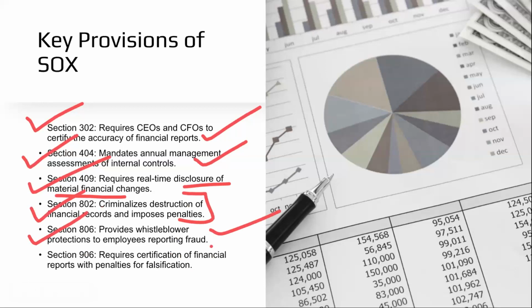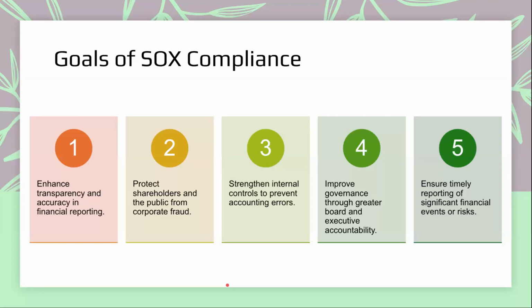806 provides whistleblower protection. What is the whistleblower protection? Is the identity of the whistleblower. Yes, to protect the identity of the whistleblower. Section 906 requires a certification of financial reports with the penalty of falsification. What is the goal of SOX compliance? Goal is basically to encourage more and more transparency and accuracy in the financial reporting, and to protect the shareholder data in the public forum from corporate fraud.